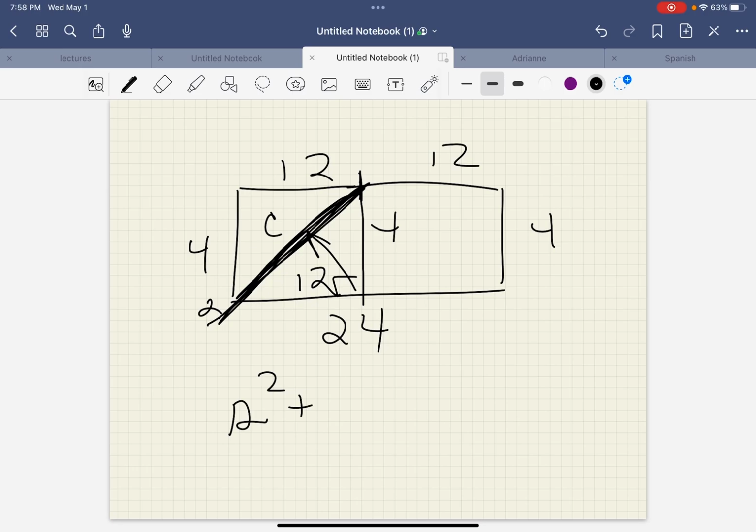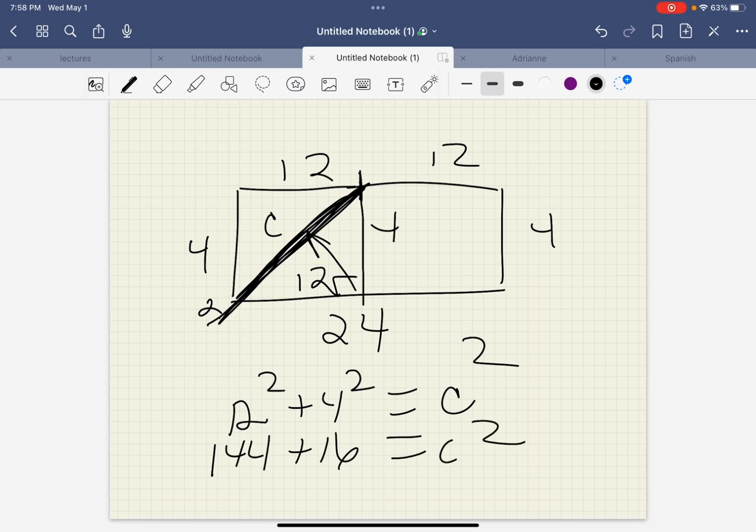12 squared plus 4 squared is equal to c squared. So that's 144 plus 16 equals c squared. Let's see, what do we get? 4 and 6 is 10, and that's 160. So c would be equal to the square root of 160. So that's what this would be. Then we have to add 2 feet also to it.